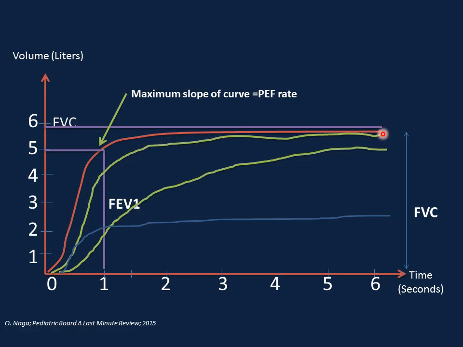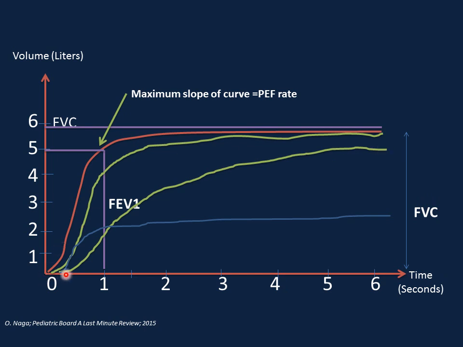But at the end, this patient also has a normal forced vital capacity, as most patients with asthma do. This patient with severe asthma takes a very long time to exhale the air out of the lung, and at the end will have a slightly reduced forced vital capacity.